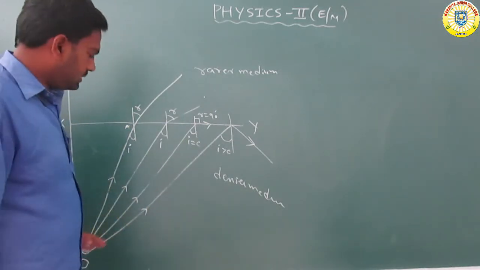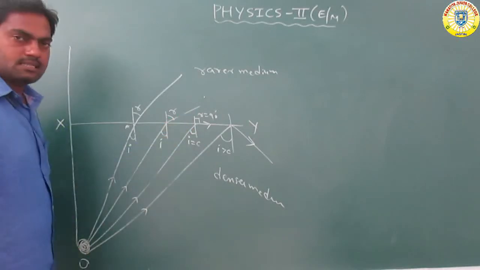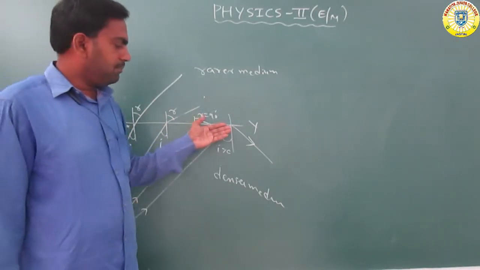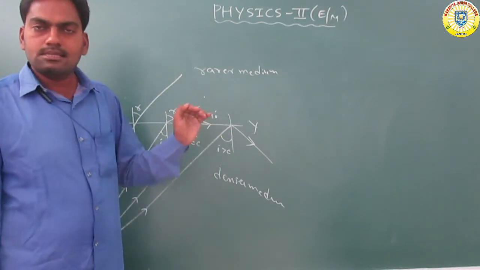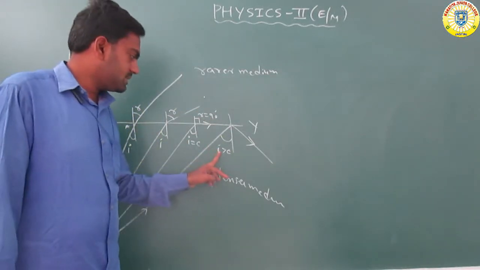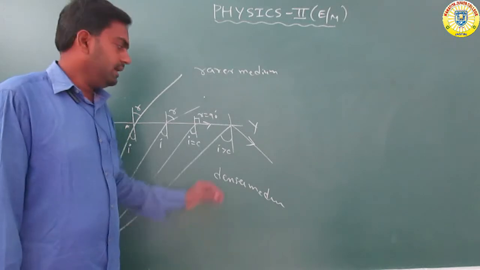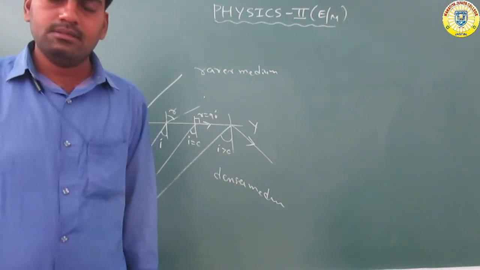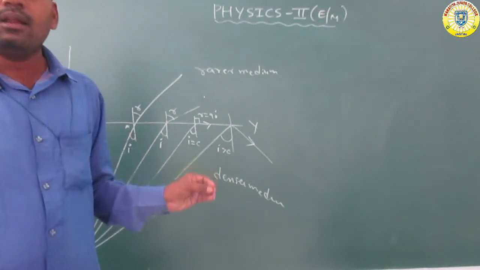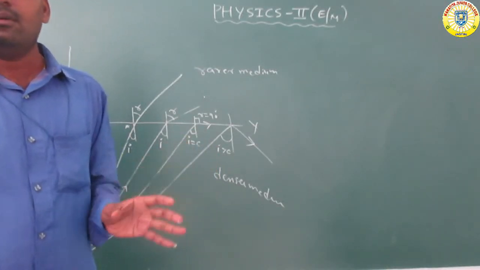Now, on further increasing the incident angle, the light is completely reflected back into the denser medium, the same medium. When the angle of incidence is greater than the critical angle, the phenomenon is called total internal reflection. Okay, got it.